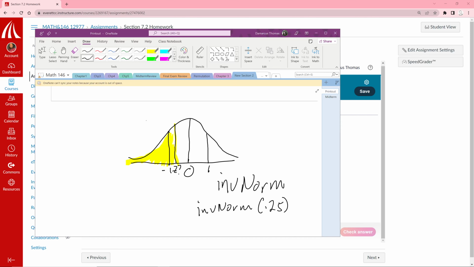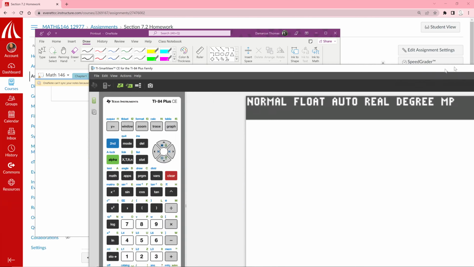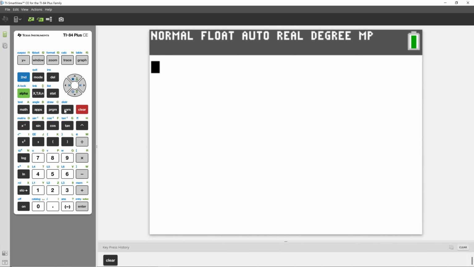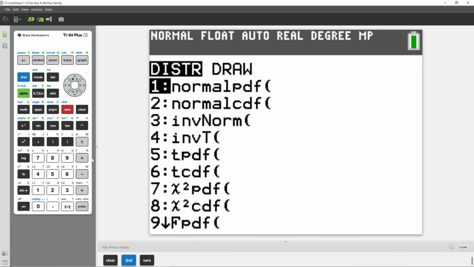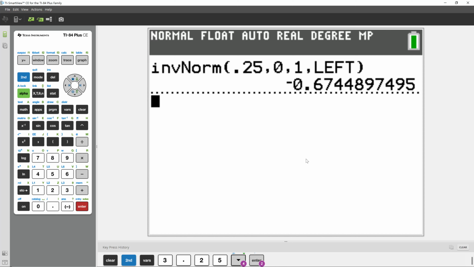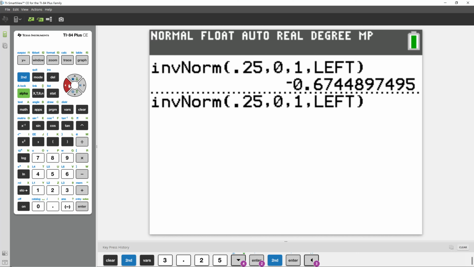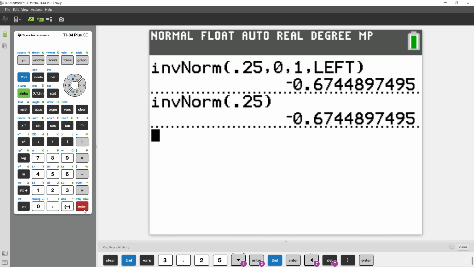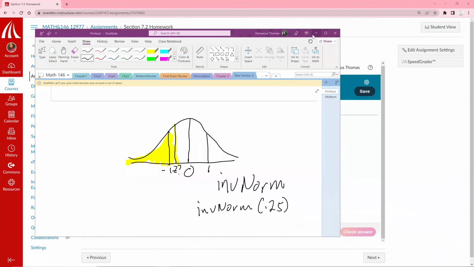Let's look at our calculator here. I'm going to bring this over. You go to second distribute, and you see inverse norm is number 3. It's the area to the left. The mean is 0. The standard deviation is 1 because it's standardized. And that's what you get: negative 0.67. If I do a second entry and delete all that other stuff that we simply do not need, you get the z-score. Z-scores are usually rounded to the nearest hundredth, so that'd be negative 0.67.